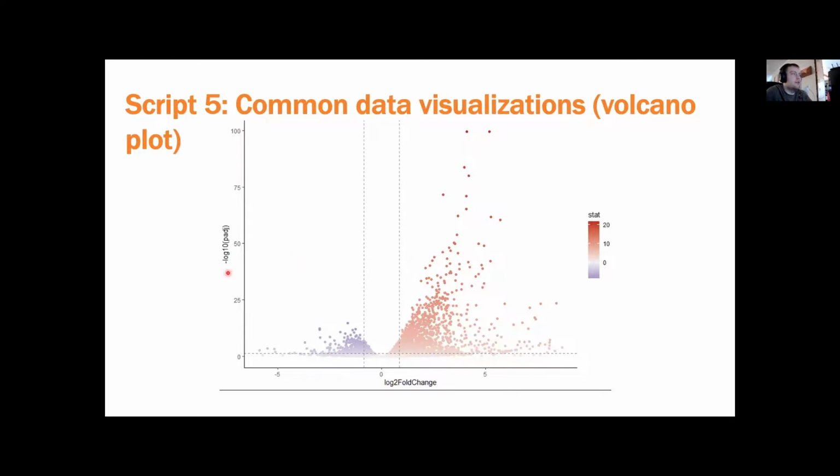So yeah, the negative log 10 p-value on the y-axis is showing statistical significance, and the log 2 fold change on the x-axis is showing the magnitude of change. And it lets us look at the upregulated and downregulated genes, and gives us a sense of the effect size. In this case, the effect size of RML infection at the terminal time point.